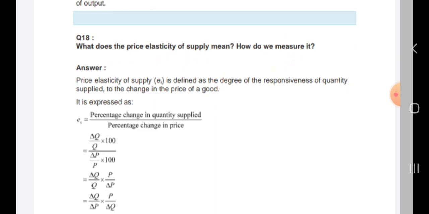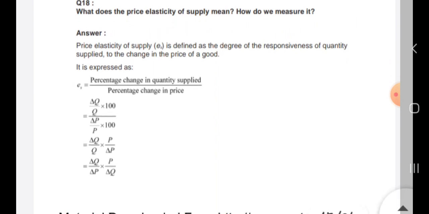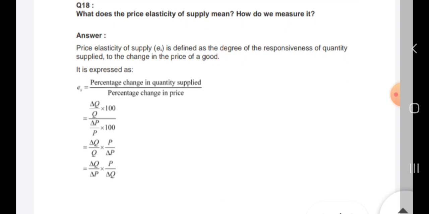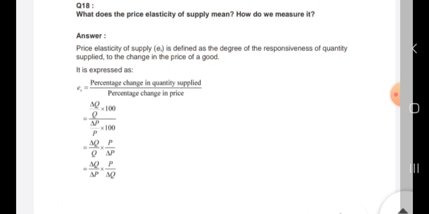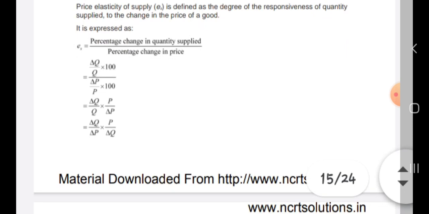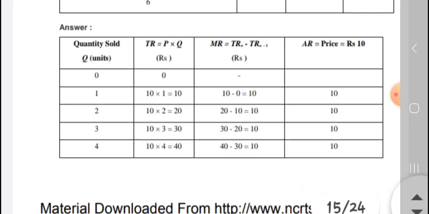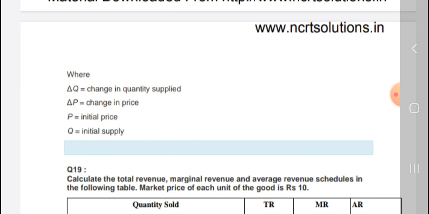Next, what does the price elasticity of supply mean, and how do we measure it? The price elasticity of supply is defined as the degree of responsiveness of quantity supplied to a change in the price of the good, and it is expressed as E equals percentage change in quantity supplied divided by percentage change in price, that is, delta Q by Q into 100 divided by delta P by P into 100, which becomes delta Q by delta P into P by Q.